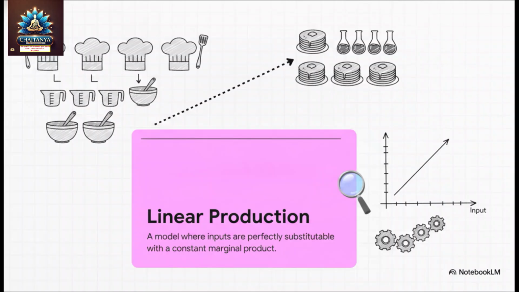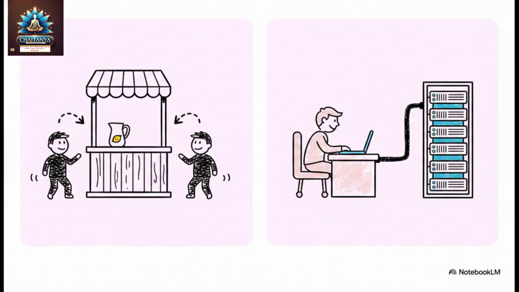In plain English, it means every single time you add a new ingredient or new worker, it yields the exact same increase in output. There are no diminishing returns here, it's just a straight, highly predictable line. To see how this looks in the real world, let's contrast that linear model with the Cobb-Douglas model.